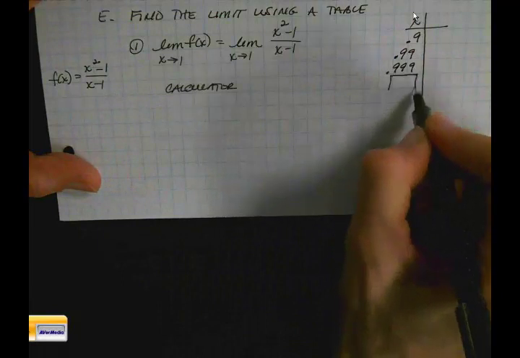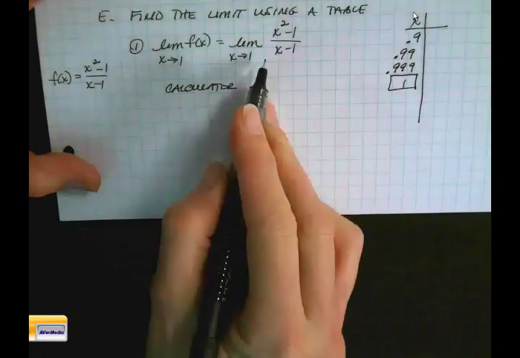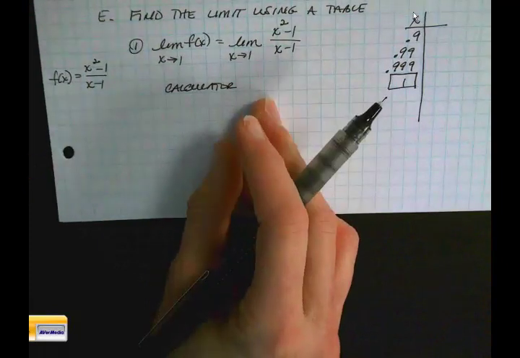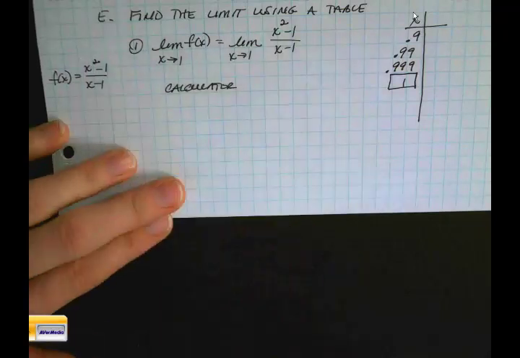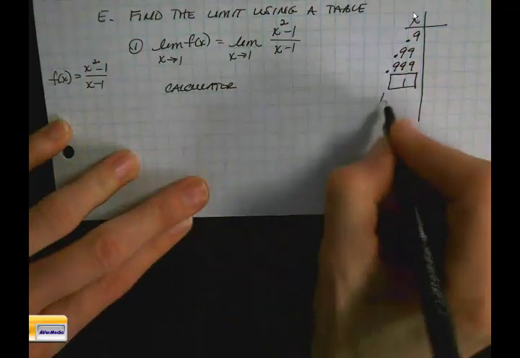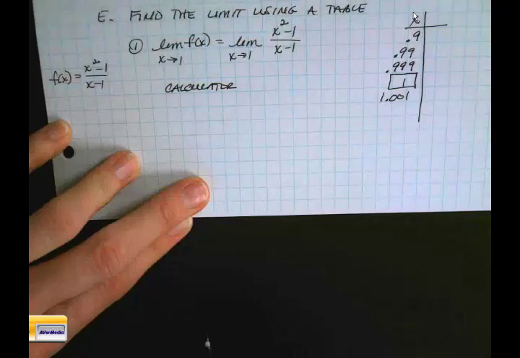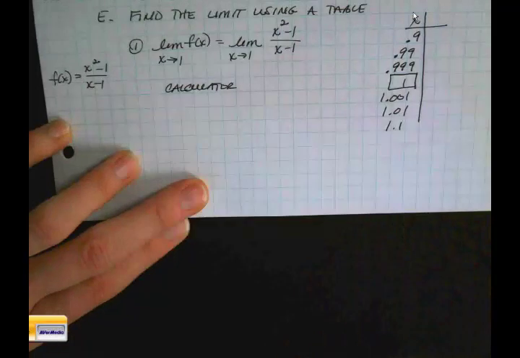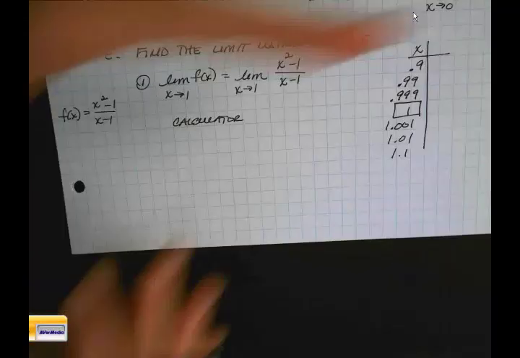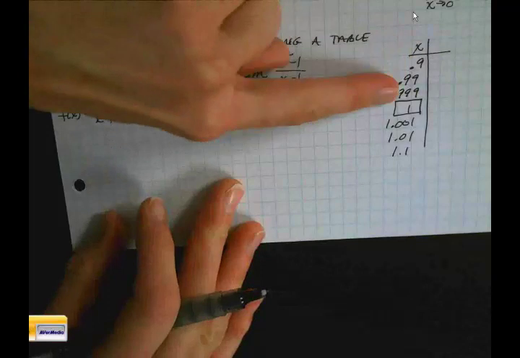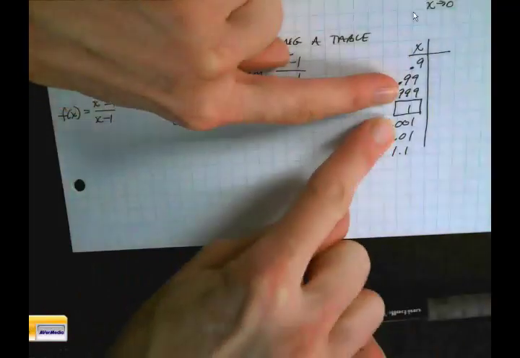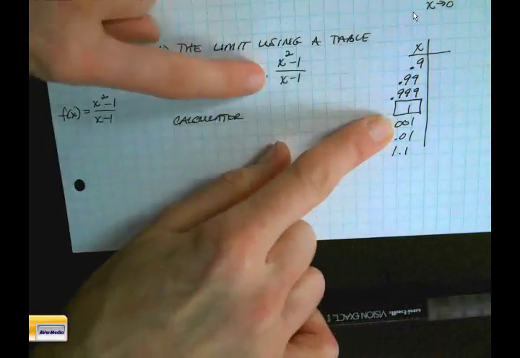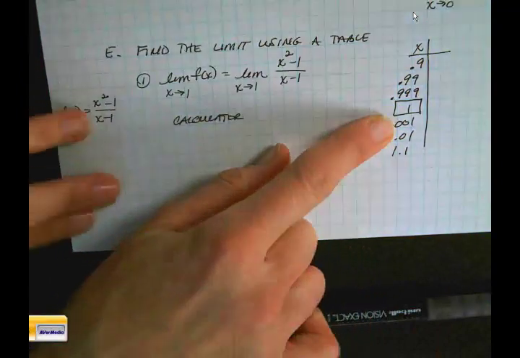But I'm not going to try to do it at 1 itself, because at 1 it's undefined, because the 0 is in the denominator if I put an x value of 1 in. That's getting close to 1 from the left. To get close to 1 from the right, I might look at 1.001 or 1.01 or 1.1. So we're closing in on 1 from the left and from the right, approaching the value of 1 but not plugging 1 in, because it makes the function undefined.